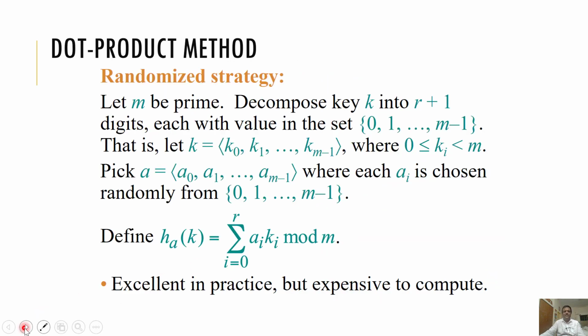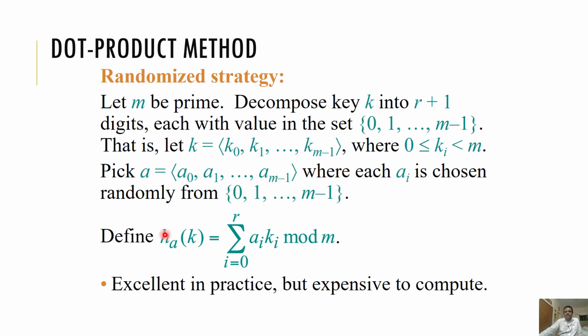Now, we can take another example. This is what is called a randomized strategy. We will see more details of this when we talk about universal hashing. Here, what we do is take m to be a prime number, and then we have a key. We divide the key into blocks, and each block value is less than m. This is the first block, the second block, and each block is less than m. And we choose a randomly, and each of the a_i is again coming from this range.